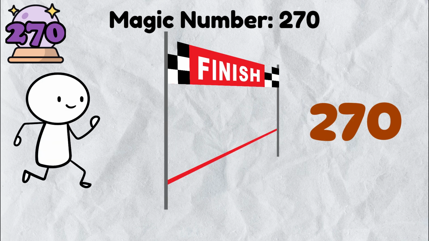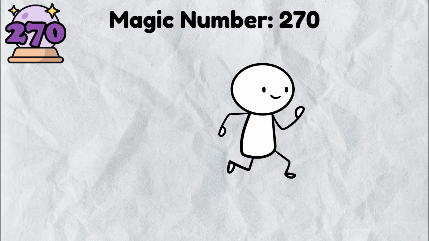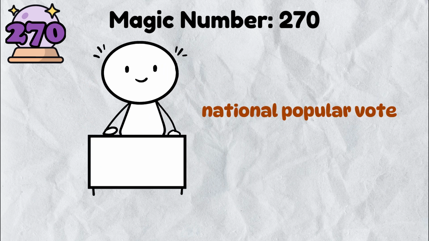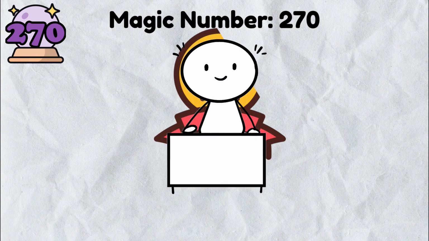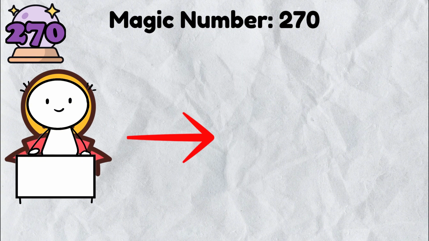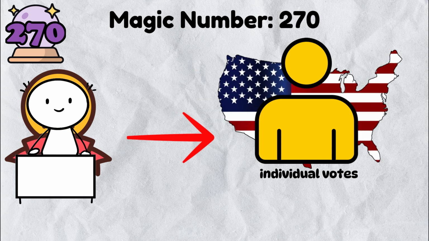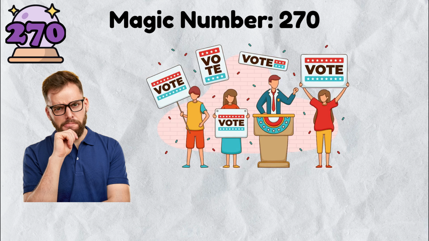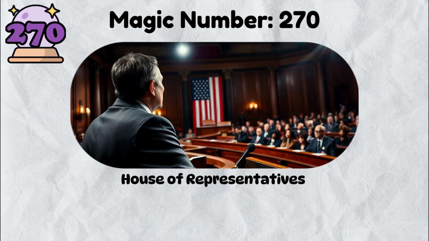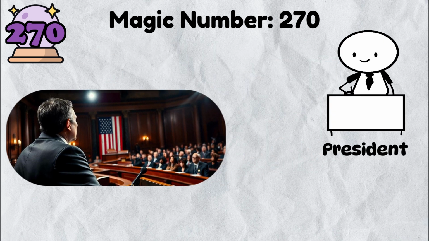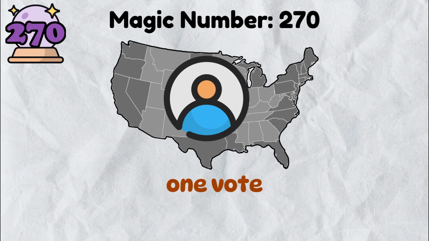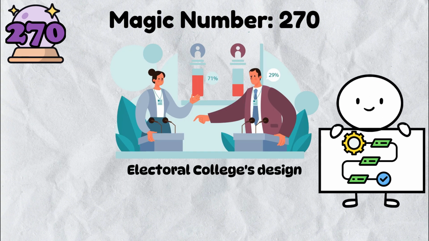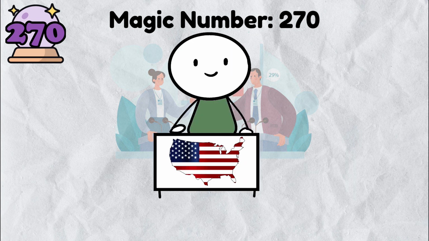The race to 270 shapes campaign strategies, as candidates focus on accumulating electoral votes rather than winning the national popular vote. This approach can lead to scenarios where a candidate wins the presidency without securing the majority of individual votes cast across the nation. In rare cases where no candidate reaches the 270 vote threshold, the election enters a contingent phase. The House of Representatives then elects the president, with each state delegation casting 1 vote, while the Senate chooses the vice president.